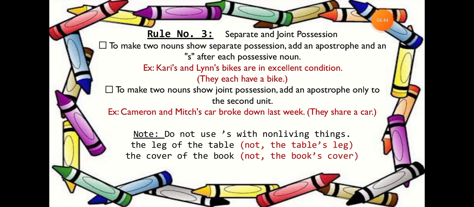Okay, now rule number 3, separate and joint possession. To make two nouns show separate possession, add an apostrophe and an s after each possessive noun. For example, Carrie's and Lena's bikes are in excellent condition. They each have a bike. To make two nouns show joint possession, add an apostrophe and an s only to the second noun. For example, Cameron and Mick's car broke down last week. They share a car.